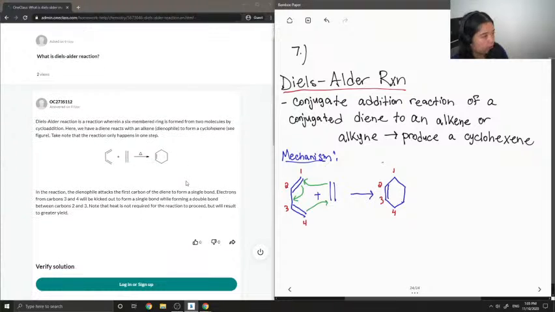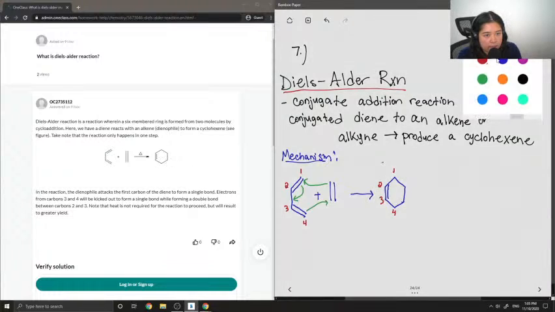So let's see what the junior tutor said. Diels-Alder reaction is a reaction wherein a 6-membered ring is formed from 2 molecules by cycloaddition. Here we have a diene that reacts with an alkene, which is our dienophile, to form cyclohexene. See the figure. Take note that the reaction only happens in one step. So let me say that this also takes place when the reactants are heated.